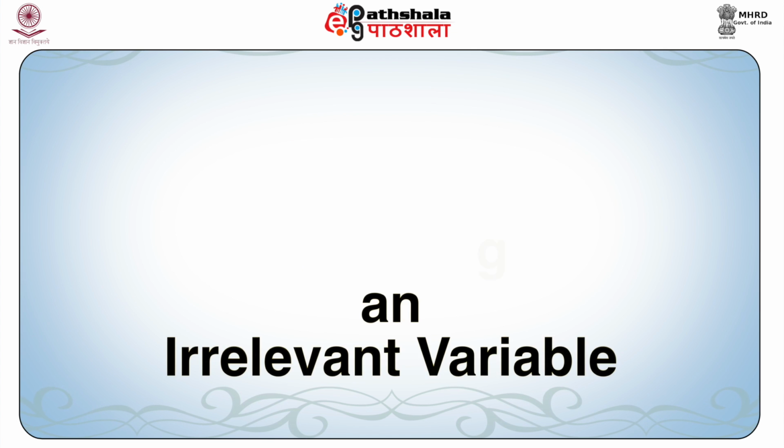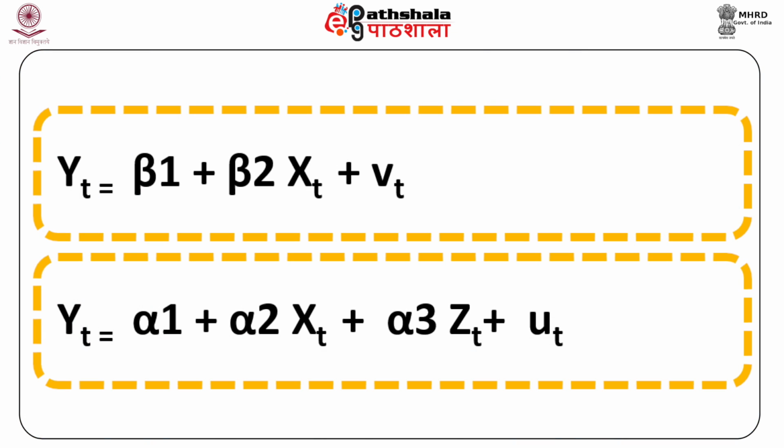As we can see, the consequence of omitting a relevant variable can be really serious. Hence, if the hypothetical theory suggests inclusion of a variable, it should never be dropped from the empirical estimation of the model. Consequence of including an irrelevant variable. Suppose the true model is given by yt is equal to beta 1 plus beta 2 xt plus vt. However, the researcher estimates the following model due to some reason.